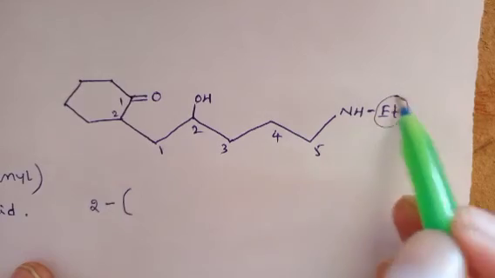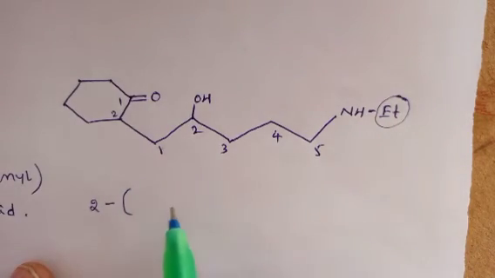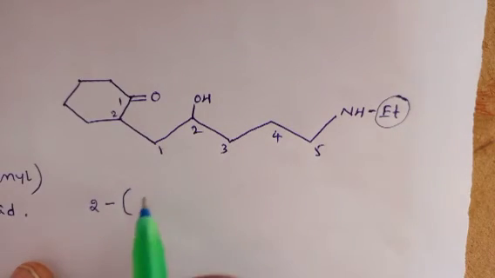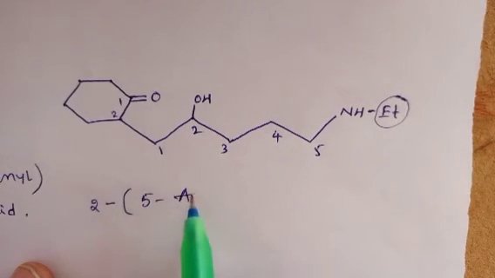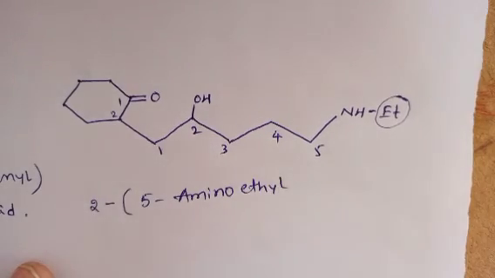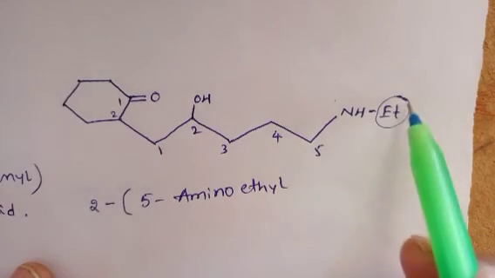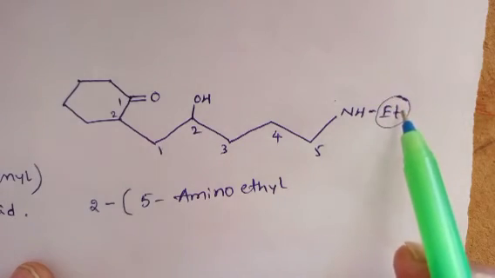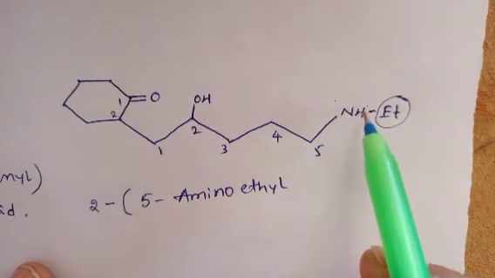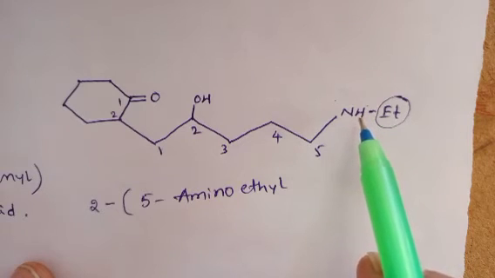This is also a substitution for amine. At the 5th place, an NH2 group is present, so 5-aminoethyl. I understand, this is one substitution. The substitution also contains another substitution. What is this substitution? Amine. Amino means amines, the dummy name is amino.